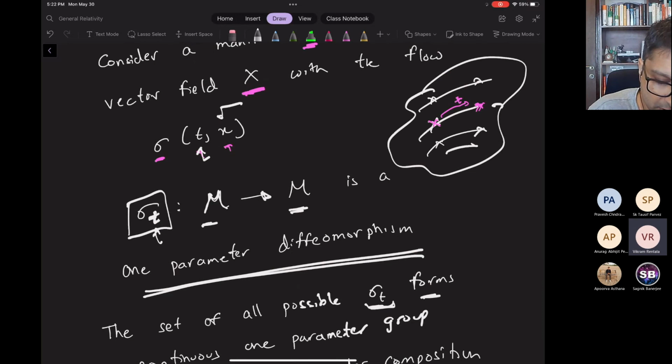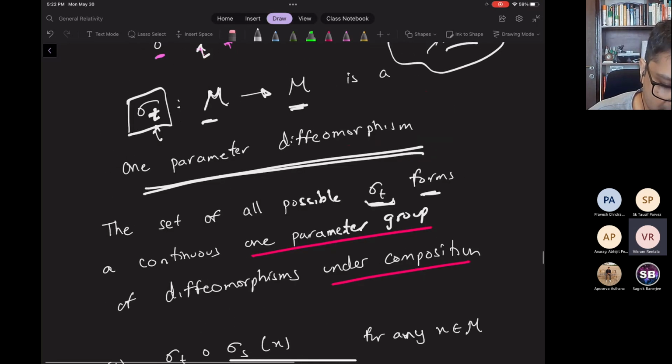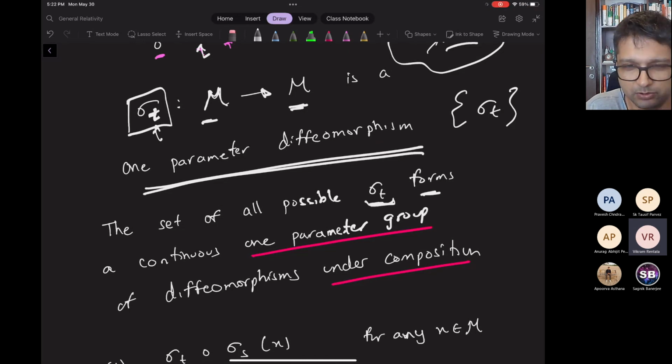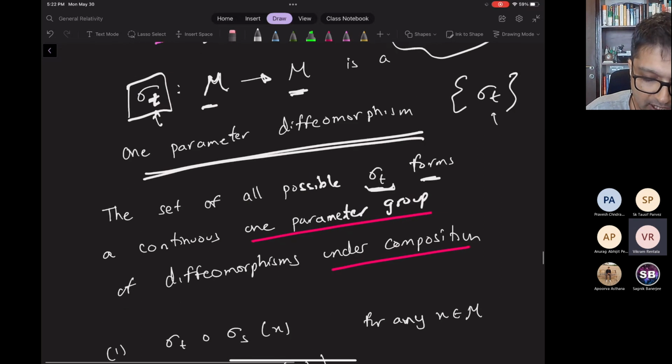So for this value of t, I end up here, but if I change the value of t, let's say increase it, then I would end up here. So the set of all possible sigma t forms a continuous one parameter group of diffeomorphisms under composition. What does that mean? I have the set of all possible sigma t's. What does sigma t do? It takes a point on the manifold to another point on the manifold, and for this I have to specify the value of t. The set of all sigma t's means that I take all possible values of t and consider all these mappings.